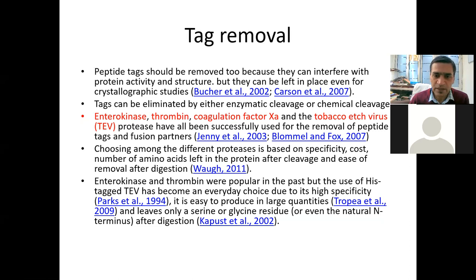Enterokinase and thrombin were popular in the past, but the use of His-tagged TEV has become an everyday choice due to its high specificity. It is easy to produce in large quantities and leaves only a serine or glycine residue, or even the natural N terminus sometimes, after the digestion. So it says what the relative advantages of using TEV are in comparison to enterokinase or thrombin.